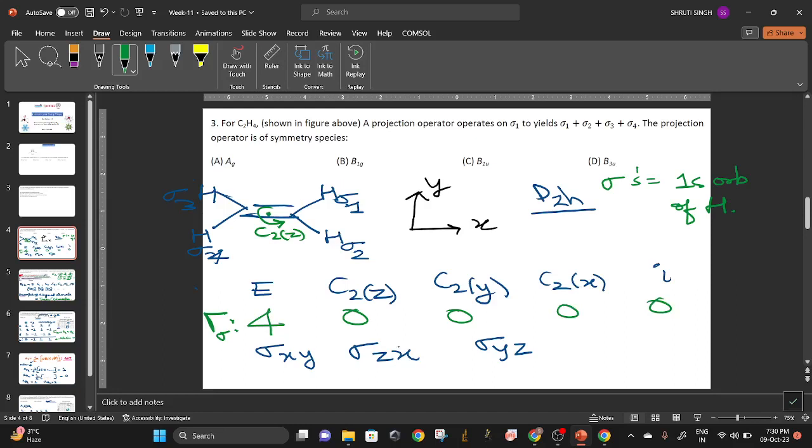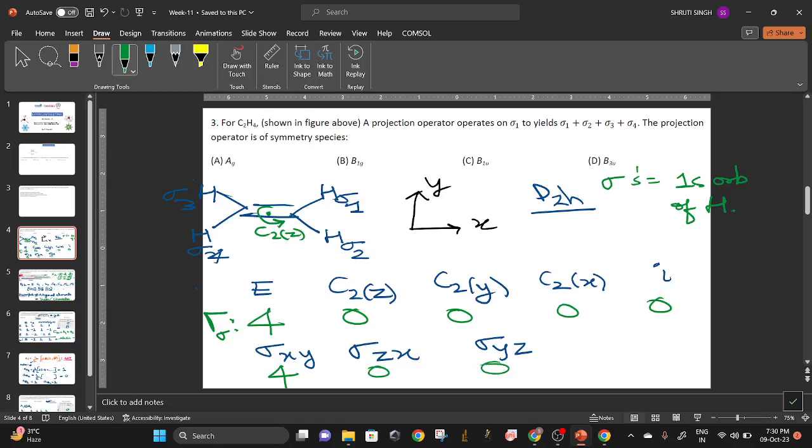Now under sigma xy, what is xy? The molecular plane. So here nothing will happen, so it will be 4, and for the other two, they will reflect, so these two will be 0. Like this will be the reducible representation.